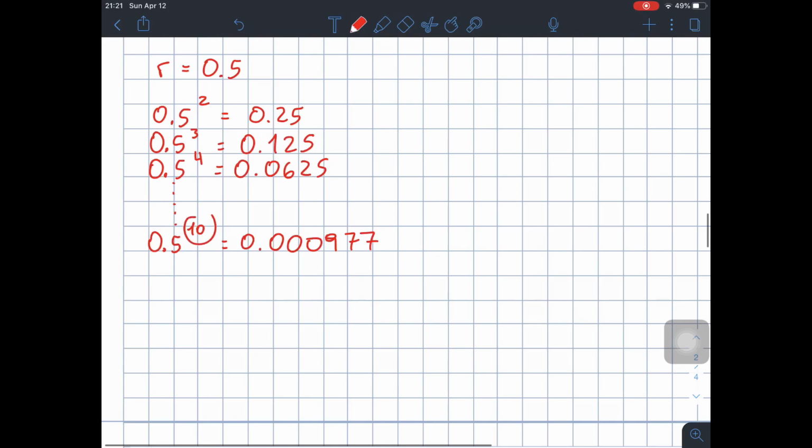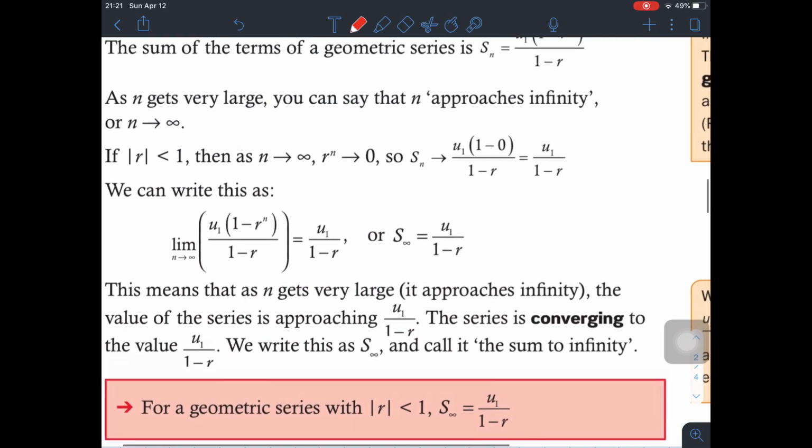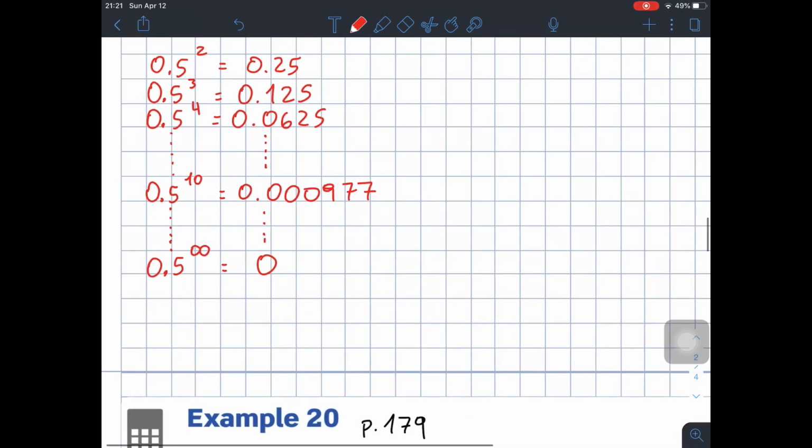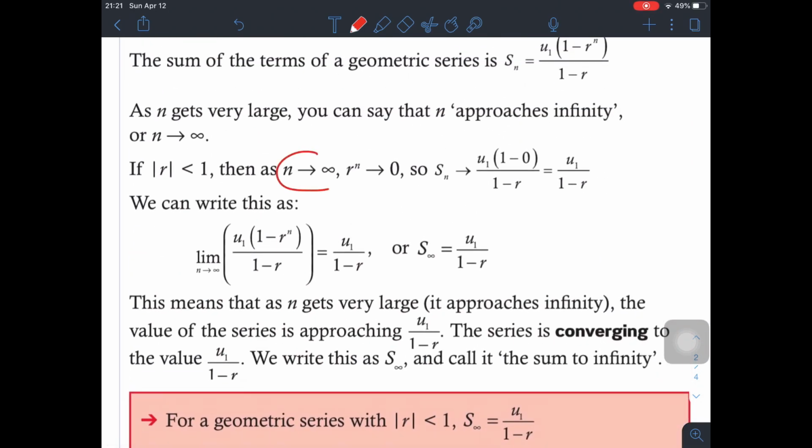So if we take this exponent to infinity, 0.5 to the power of infinity, that's a very big number. The result should give us 0, right? Because it's a very big number what we have in the exponent. And as these numbers are decreasing when the exponent increases, then if we take 0.5 to the power of infinity, we should get 0. That's why we have this. As n tends to infinity, r to the power of n tends to 0.